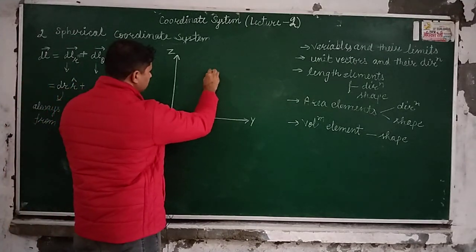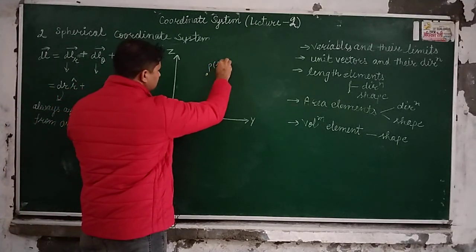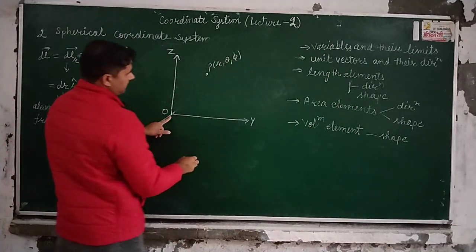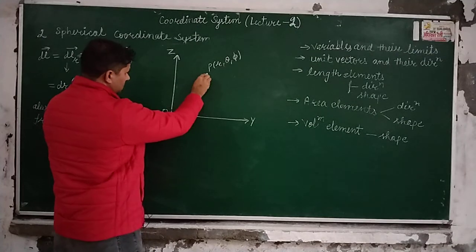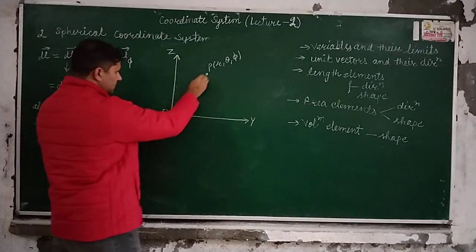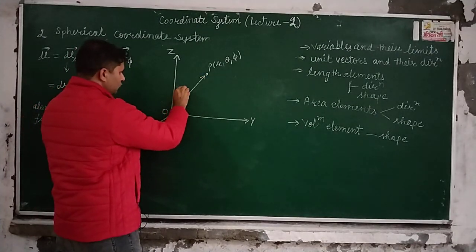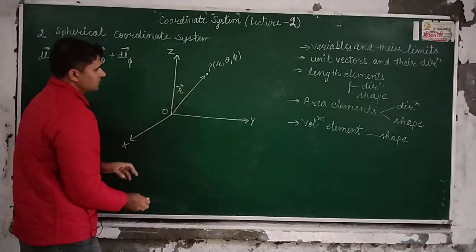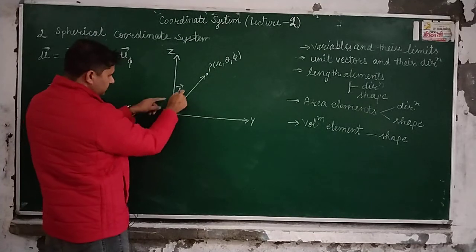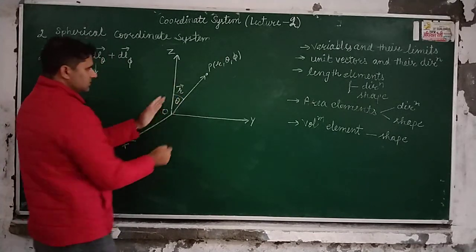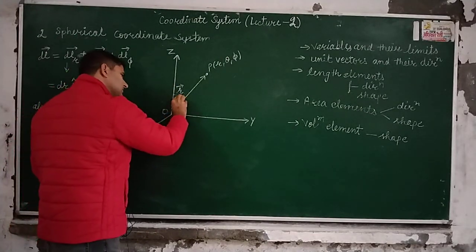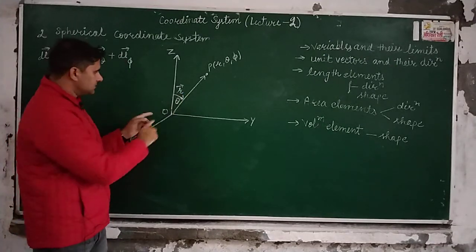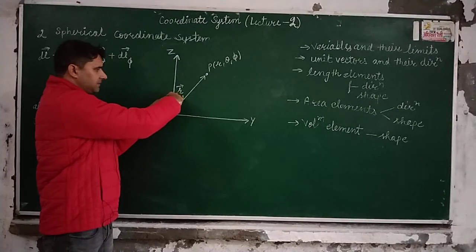Suppose here we have a point P with coordinates r, theta and phi, and we take its radius vector. This radius vector is R. This is vector R, and the angle made by this vector R with the z axis is theta. This is the direction of theta, so theta is theta cap.